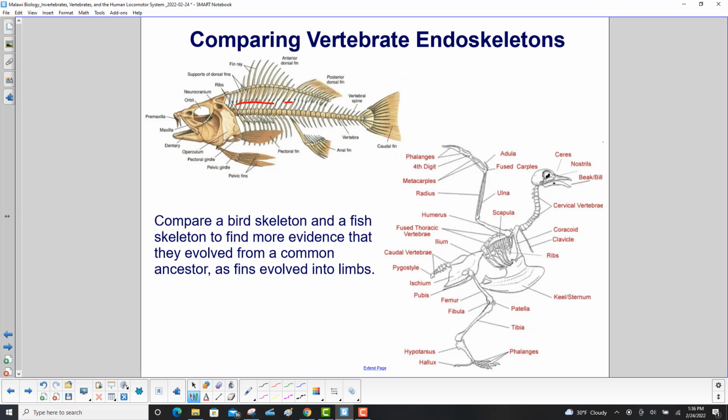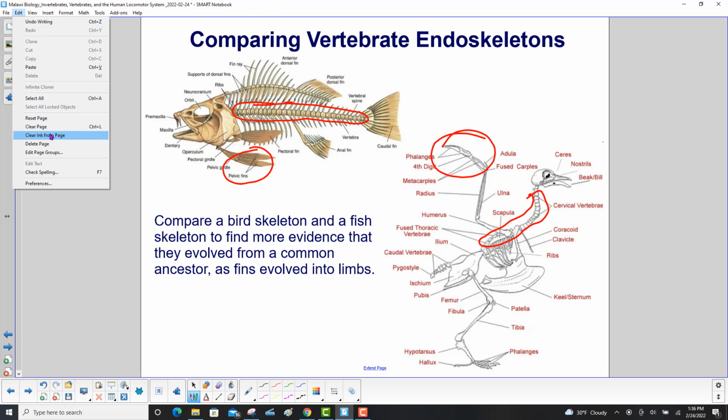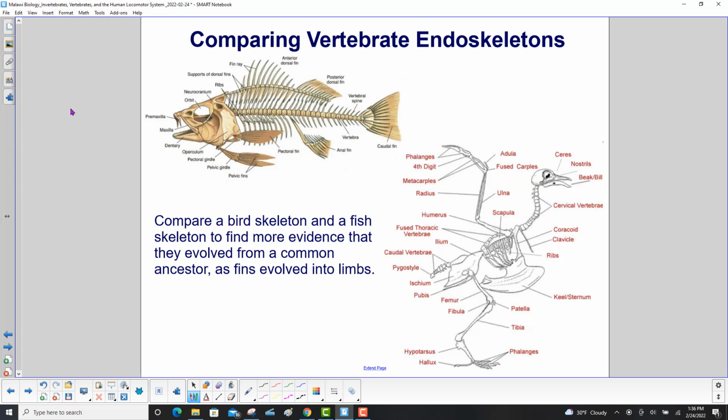I'll start with one. Here's the spine with vertebra, and here it is in the bird. And then here's an arm and a hand, and that matches up with the fins. So let me erase that, and you can look at it on your own now.